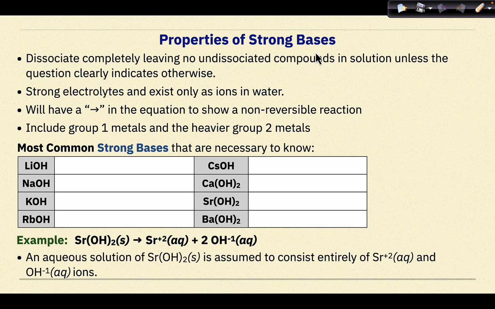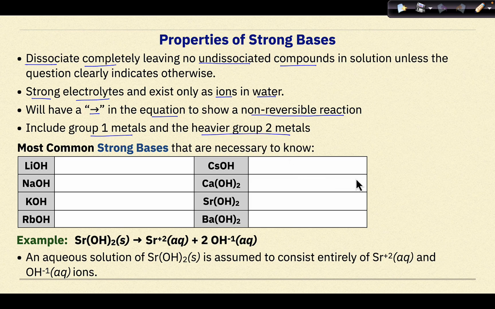Properties of strong bases. These will also dissociate completely, leaving no undissociated compounds in solution unless the question clearly indicates otherwise. Strong bases are strong electrolytes and exist only as ions in water. We'll also have a single arrow in the equation to show a non-reversible reaction. These will include group 1 metals and heavier group 2 metals.